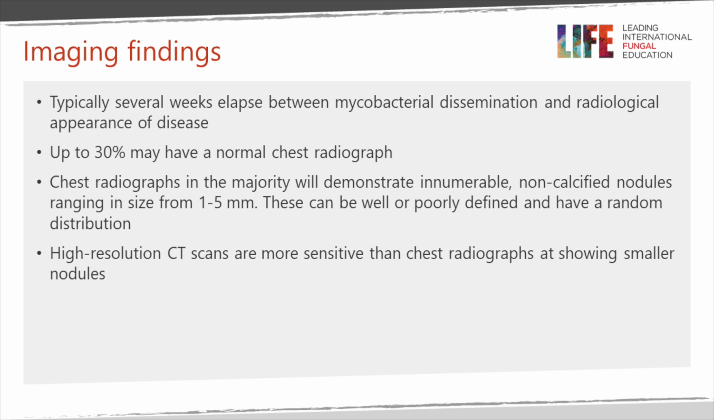So what do we see? In the majority of these patients where we see an abnormality, you see innumerable myriad non-calcified nodules. Typically these need to be picked out with a pair of forceps to give you an idea of how small they are. If you could pick up the nodule with your fingers, then they're not miliary. Miliary are extremely small. The nodules may be poorly or well defined, depending on the degree of cell-mediated immunity, and characteristically they have a random pattern through the lungs.